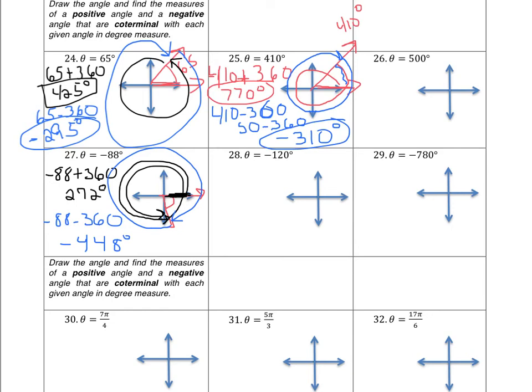Go ahead and pause, try number 28, and then we'll check. Let's go ahead and graph. So we start with our initial side, and we're going to go around negative 120, so it's backwards. So we go past 90 to 120, and there's our angle. And we want to look at negative 120. I want to get a positive, so I'm going to add 360. And I'm going to end up with 240 degrees. And that will be my positive angle.